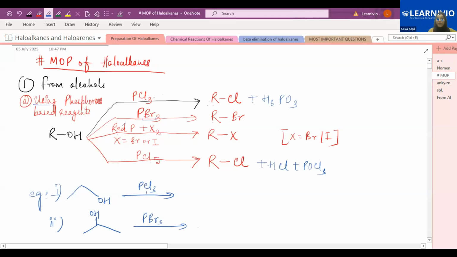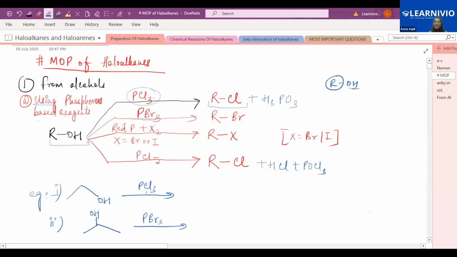So see, using phosphorus based reagent. Okay, write along with me. Using phosphorus based reagent. So this is your ROH, your alcohol. What is ROH? Alcohol. So R is any alkyl group and what does OH represent? This is again representing the alcohol group. So when you treat this alcohol with PCl3, it will give you the product RCl, your haloalkane, alkyl halide. In this case, you will get the alkyl chloride.